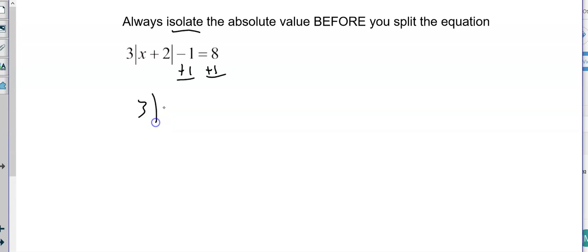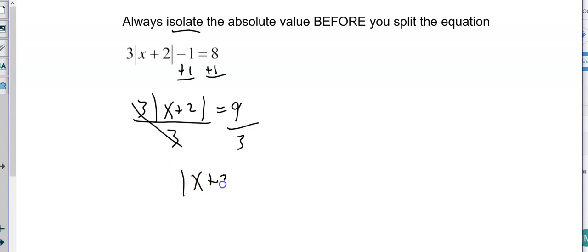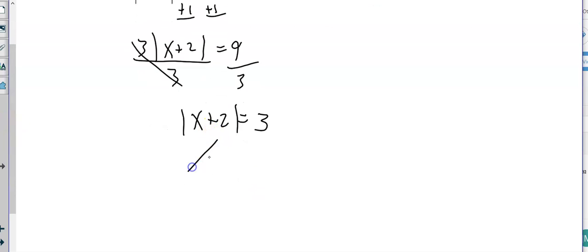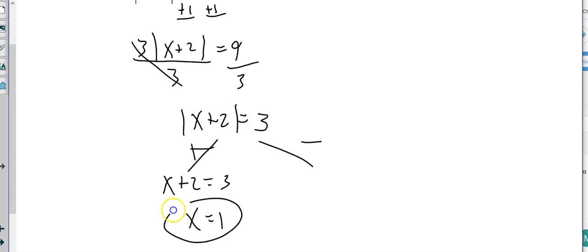So you get 3 times absolute value of x plus 2 equals 9. Divide by 3. You get absolute value of x plus 2 equals 3. And now we're ready to split up that equation, right? So we have it ready, plus and minus. The positive case is x plus 2 equals 3, so x equals 1.